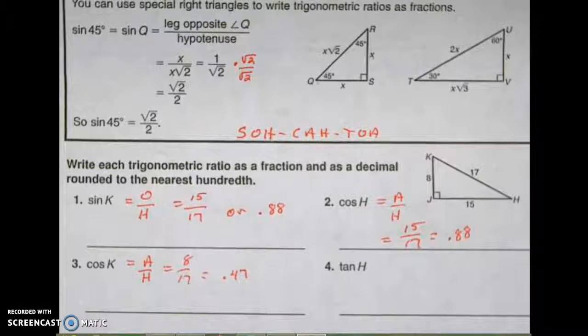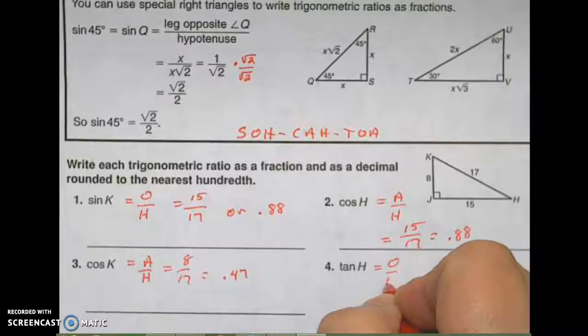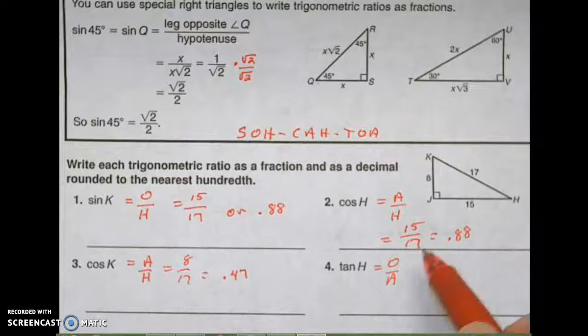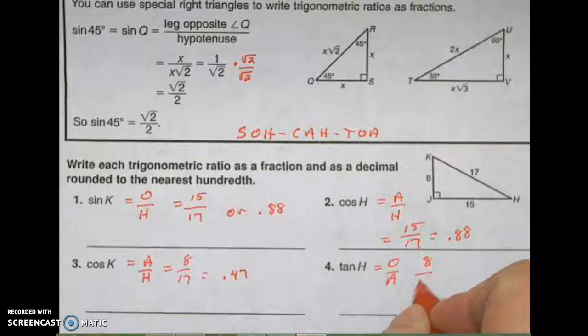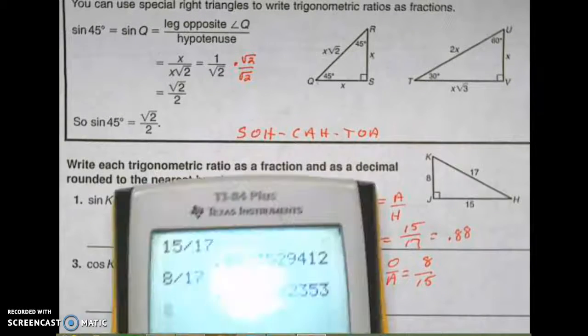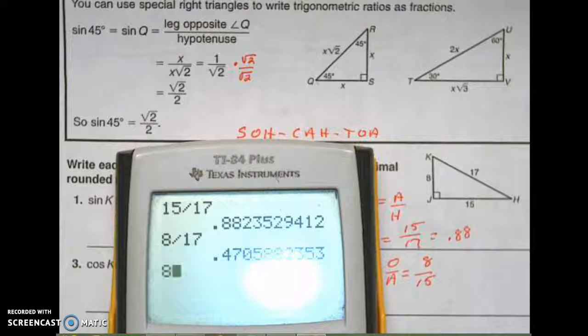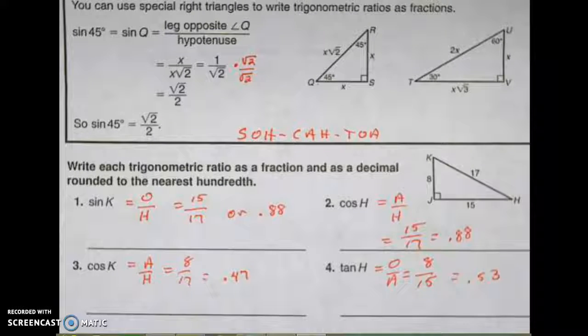If I want the tangent of angle H, that's that TOA, opposite over adjacent. I'm looking at angle H. The opposite side is 8, the adjacent side is 15. And to get a decimal approximation for that, gives me 0.53. So I'm just using my SOHCAHTOA to figure out what's going on with my problems.